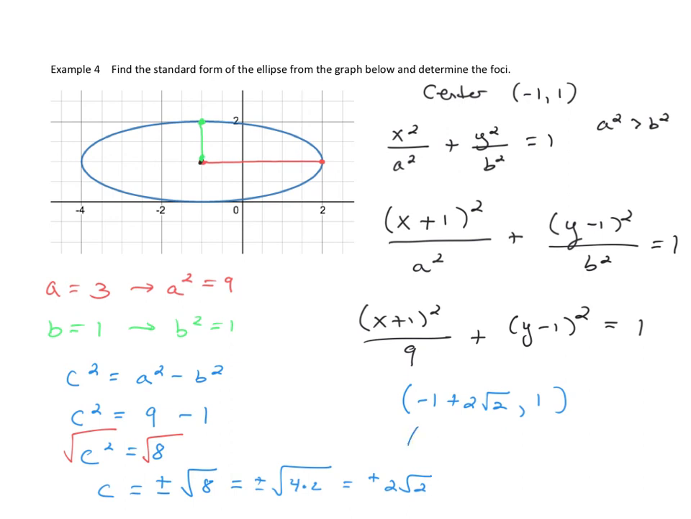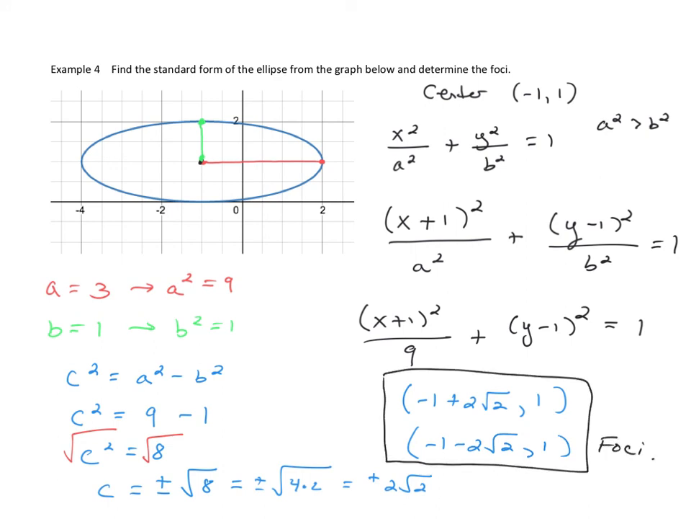Likewise, there's a second one. So you can do minus 1, that's the location of this coordinate, and subtract 2 root 2 from it. So I really want to just erase that, because what I'd like to do is subtract 2 root 2. So these are the foci. And that's for this problem.